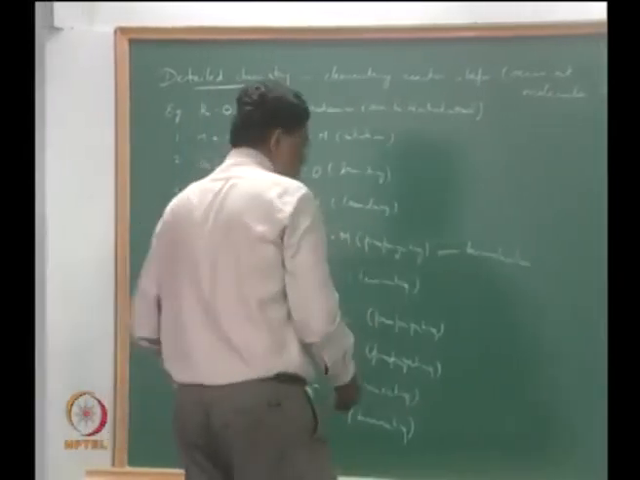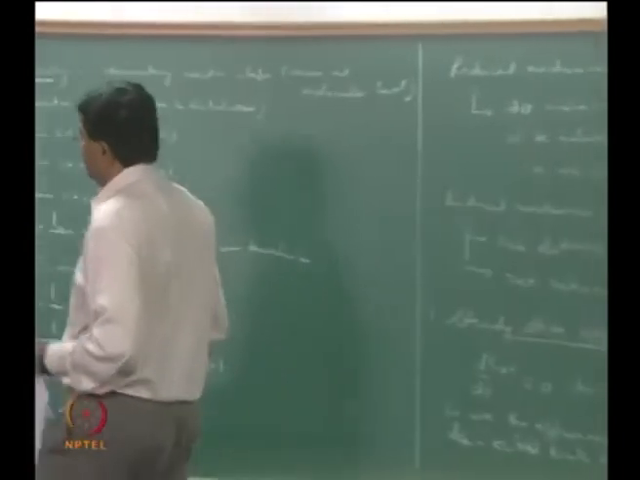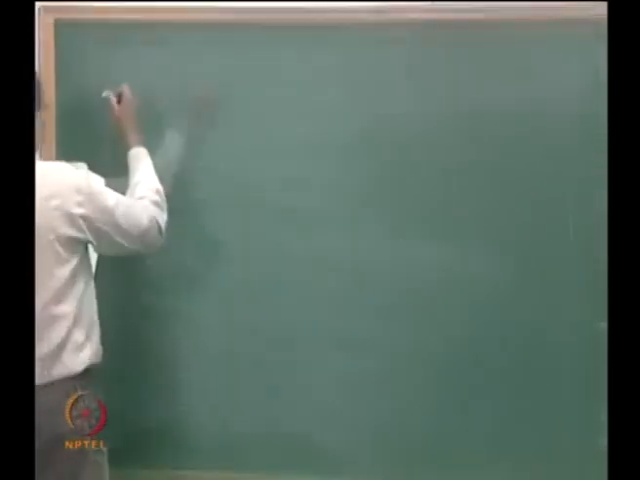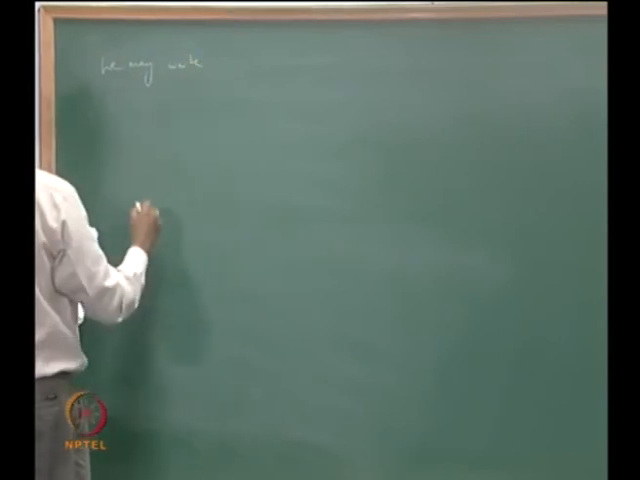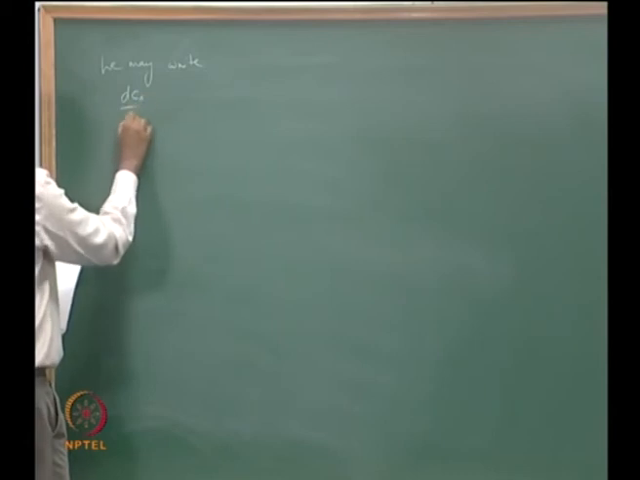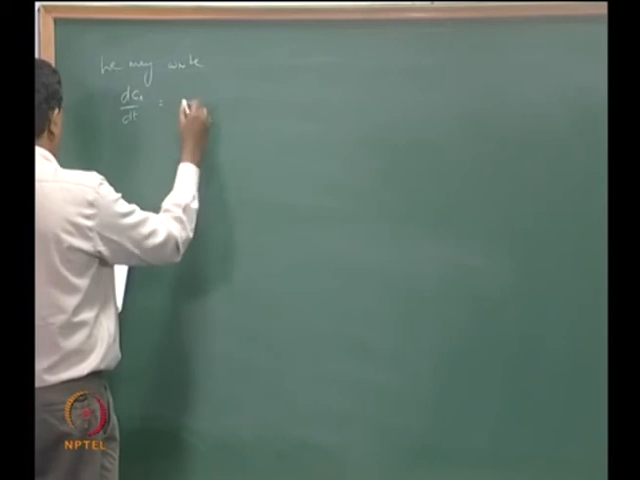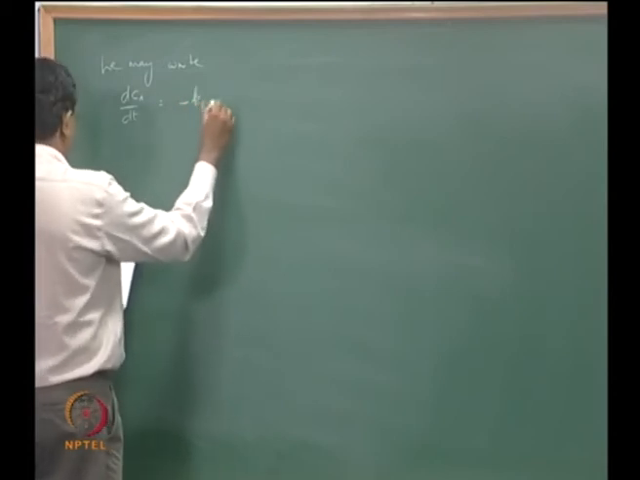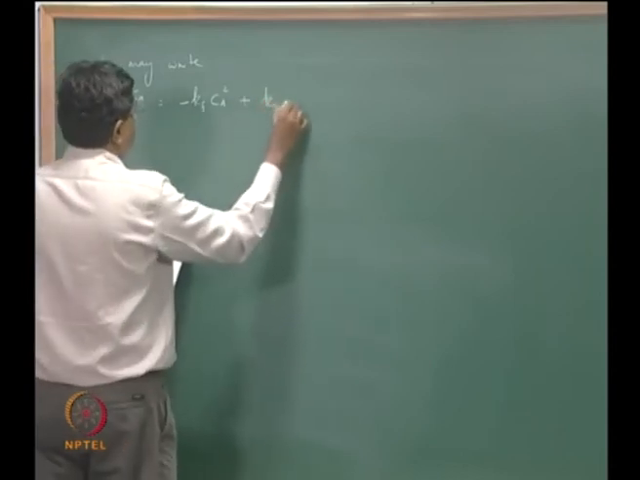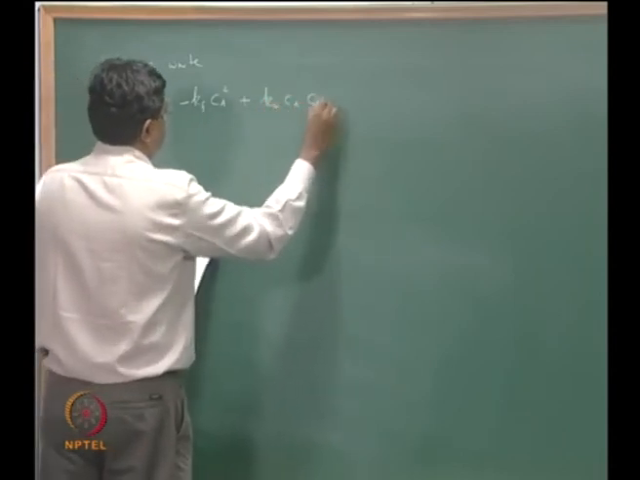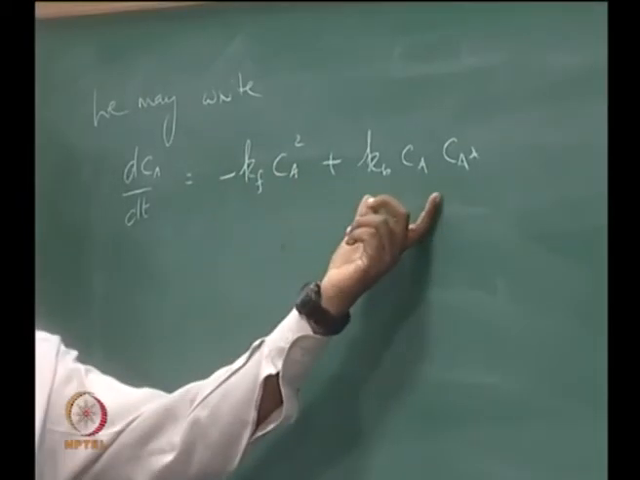So how do you demonstrate this? The answer is we now try to adopt the steady state approximation. So we may write dCA over dt equal to minus kf CA squared plus kb CA star. So this is for the depletion of A, this is for the production of A.